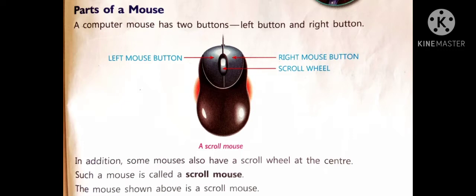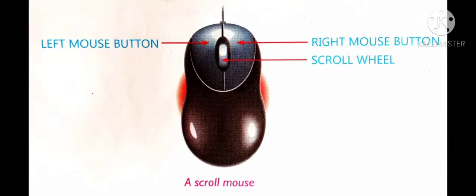A computer mouse has two buttons, left button and right button. Here you can see the picture of the mouse, that it consists of left mouse button, the right mouse button and the scroll wheel. In addition, some mouses also have a scroll wheel at the center. Such a mouse is called a scroll mouse. The mouse shown above is a scroll mouse. So children, we have just now seen the picture of a scroll mouse where the scroll wheel is at the center of the mouse.